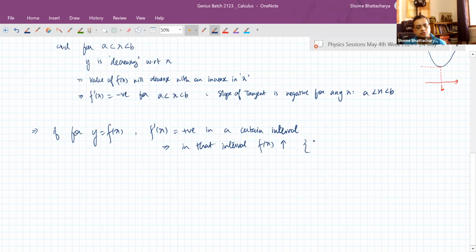That means the function is increasing. And what we mean by increasing is that when we change the value of x by a positive value, the change in y will also be positive. And the reverse of this: if the derivative is negative in a certain interval, then the function is decreasing in that interval.